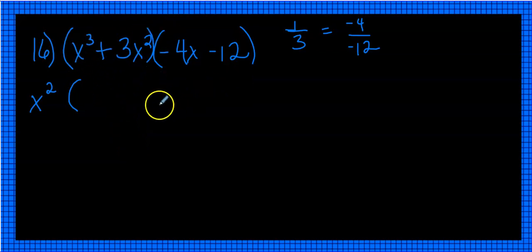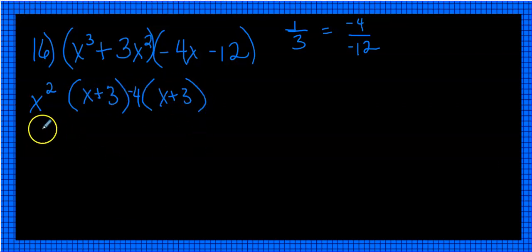I was thinking I did something wrong, but I think this is right. I have an x plus 3 in parentheses. And then this one I'm going to take out a -4. I'll put it right there. -4. And so then I have x plus 3 in parentheses. And so I know one of my factors is x plus 3.